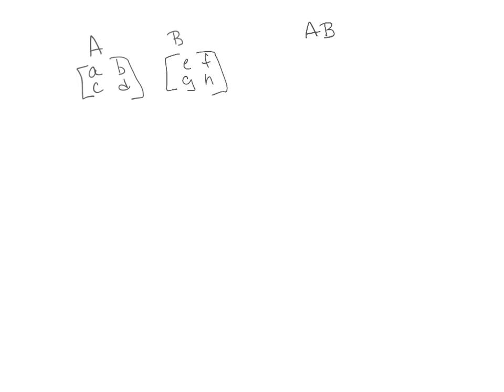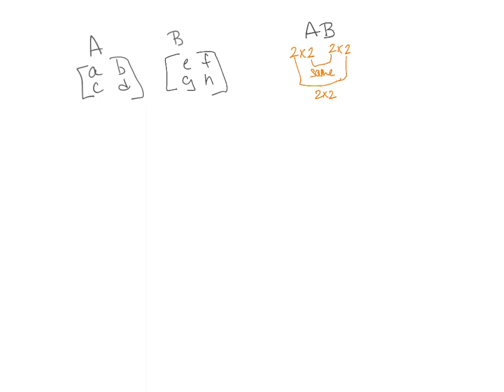So my order of A is 2 by 2. My order of B is 2 by 2. And these are the same. And my new matrix is going to be a 2 by 2. Okay? So let's go through the steps to figure out each one of those entries.